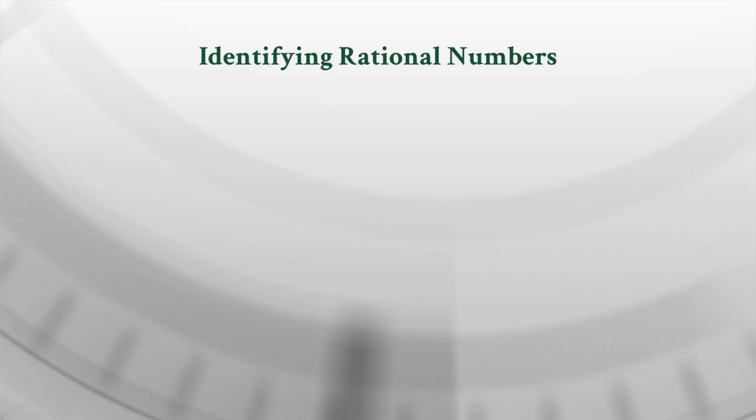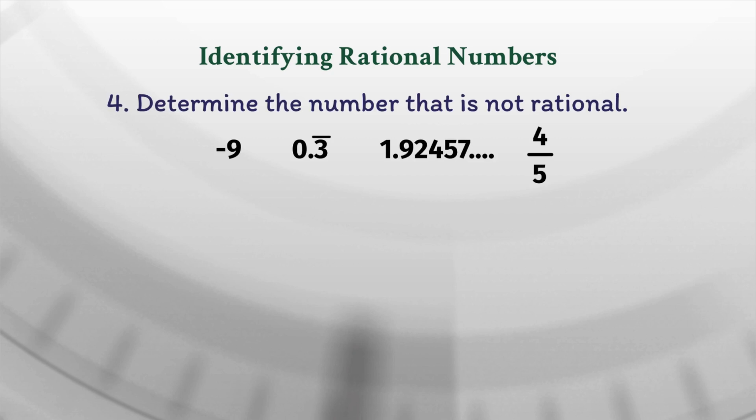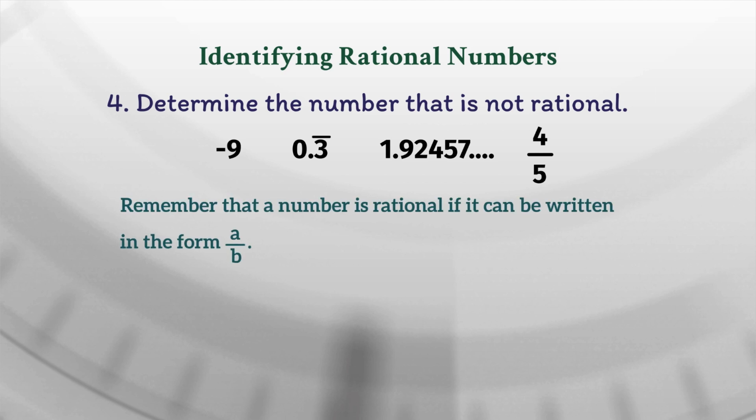Now, we know what rational numbers are. Let's see if we really know these numbers well. We'll be identifying rational numbers. Let's see if we can determine the number that is not rational among these numbers. Remember, a number is rational if it can be written in the form a/b. To know if the number is rational or not, we will try to express each of them as a fraction.